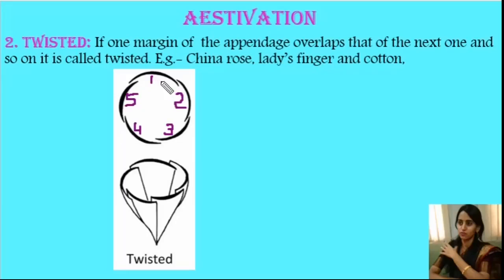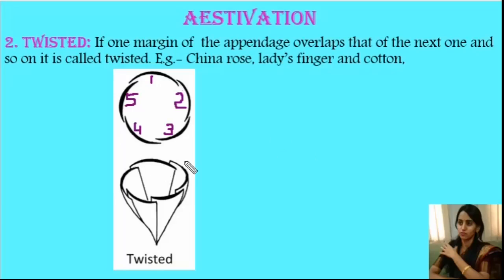This is sepal number 1. The margin of this sepal is overlapped by the margin of the second sepal, and this margin of the second sepal is again overlapped by the next margin, and so on. As a result, one margin of the sepal or petal is overlapped by the next one, and the other margin of the same sepal or petal overlaps the next one. So it gives a twisted appearance. You look at this here.